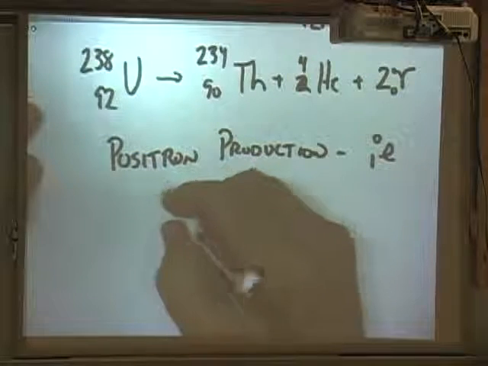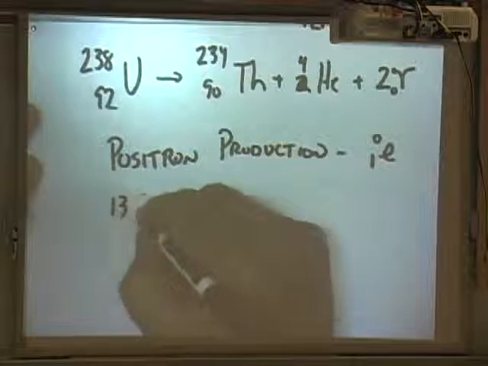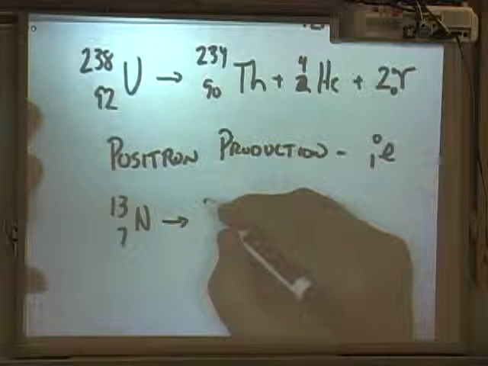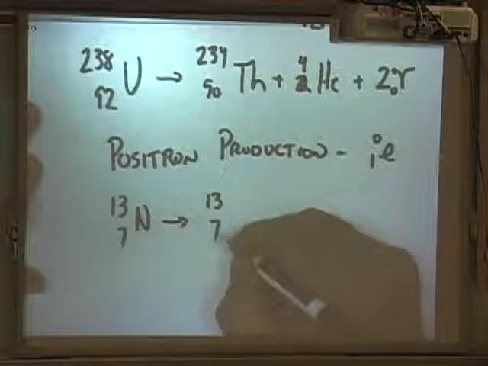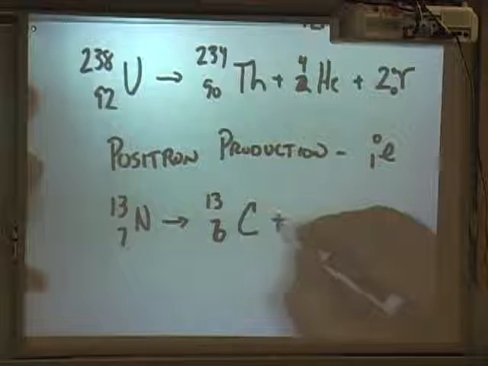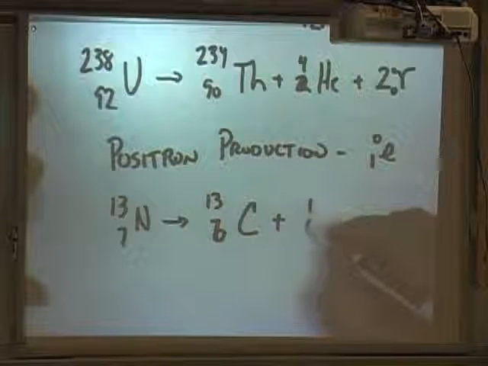So we'll start off first with 13 nitrogen with a 7 becomes 13 with a 7 with a 6 carbon plus the positron.